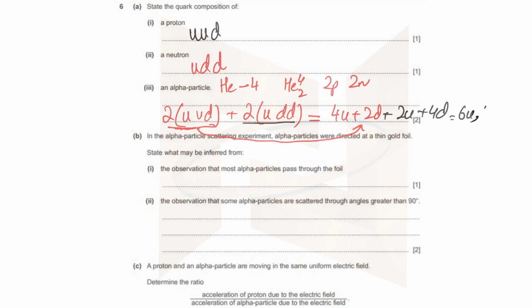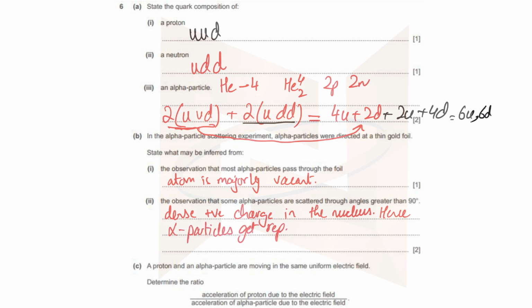6 up, 6 down. State what must be inferred from the observation that most alpha particles pass through the foil. Well, the answer to that is that the atom is majorly vacant. The observation that some alpha particles are scattered through angles greater than 90 degrees, that there is a very dense positive charge in the nucleus. Hence, alpha particles get repelled. And you must mention here that the majority of the mass is concentrated in the nucleus.